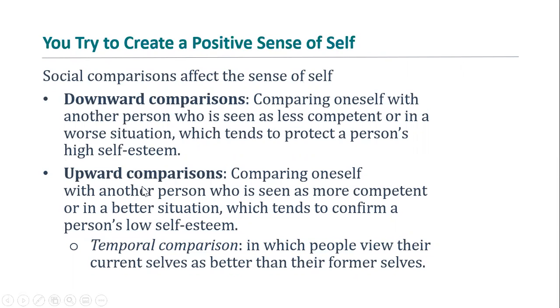Upward comparison, on the other hand, is comparing oneself with another person who is seen as more competent or in a better situation, which tends to confirm a person's lower self-esteem. So downward comparison is looking down upon somebody, thinking they have it worse. Upward comparison is looking up at somebody who's in a better state than we are and feeling crappier about ourselves.